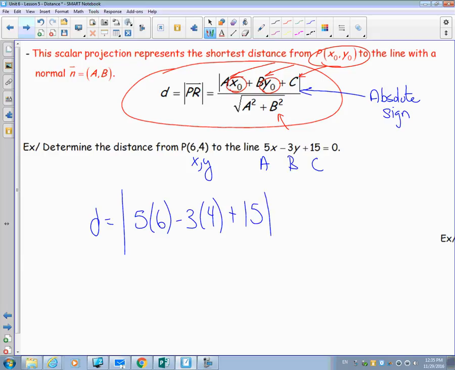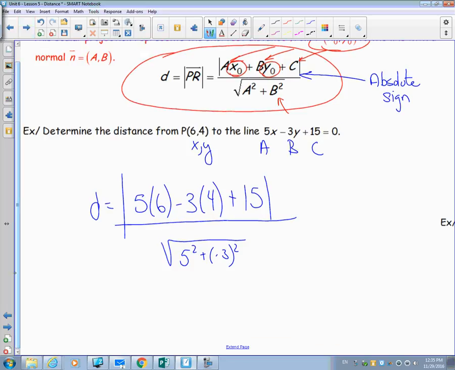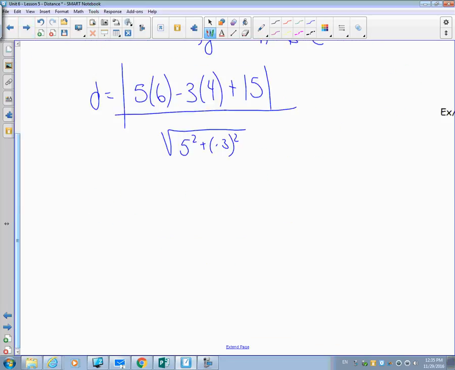and C, which is 15, all divided by the magnitude of the normal. So 5 squared plus -3 squared. So on top, we'll figure out all the parts inside the absolute value signs, and whatever the sign comes out to, we make it positive. So we get 30 minus 12 plus 15, which gives us 33. On the bottom, we get the root of 34. You can leave it in that form if you want to, which is exact. Or if you want to change it into decimals, you can say 5.66 units.